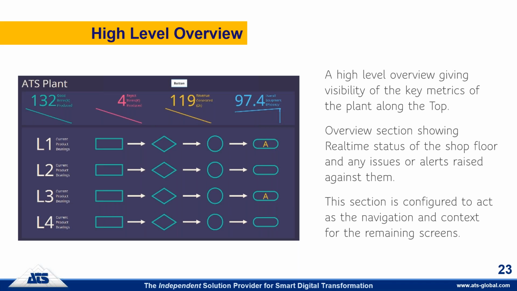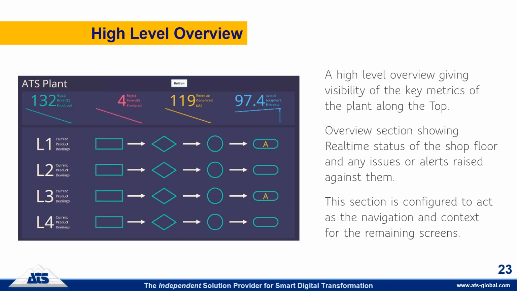The shapes at the moment, the rectangles, diamonds, circles and ovals, are all green, but they change based on their various states. We've got green for running, red is fault, grey is on a break, purple is blocked, orange is starved, and you can see a couple there with an A in them. That's an alert that's been raised by the operator.